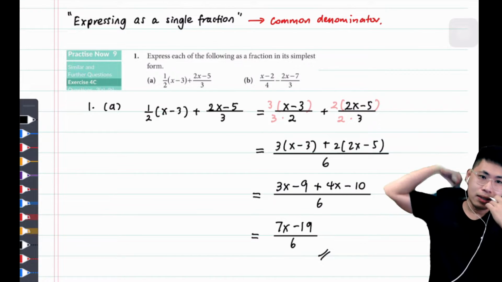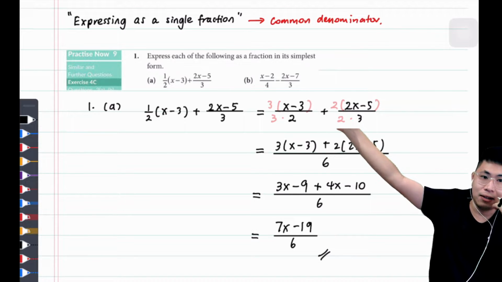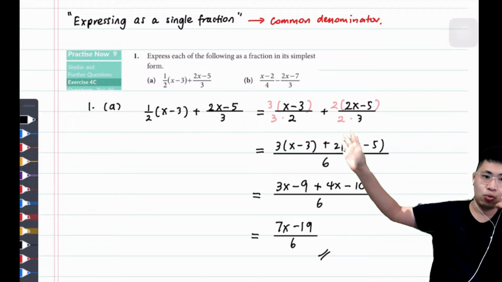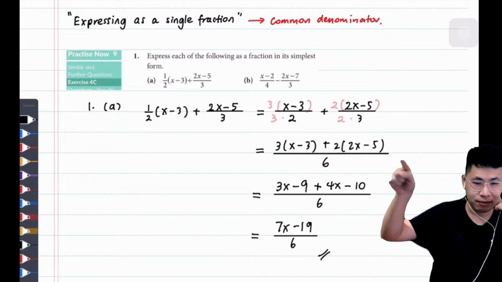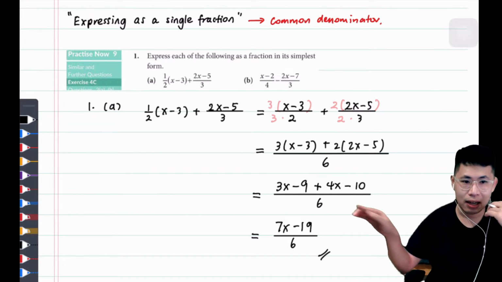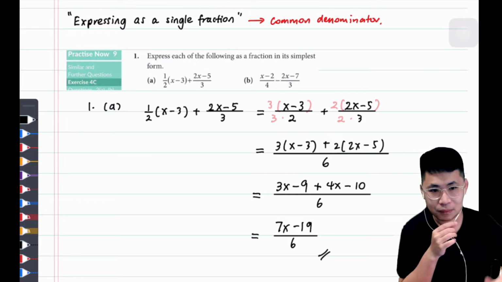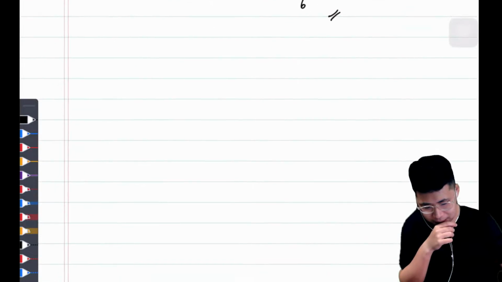Once again, the concept is that we want to make a common denominator, 6. We combine the first line without expanding first, and only then do we expand and find the final answer. All right, let's take a look at B. Okay, the example for B.